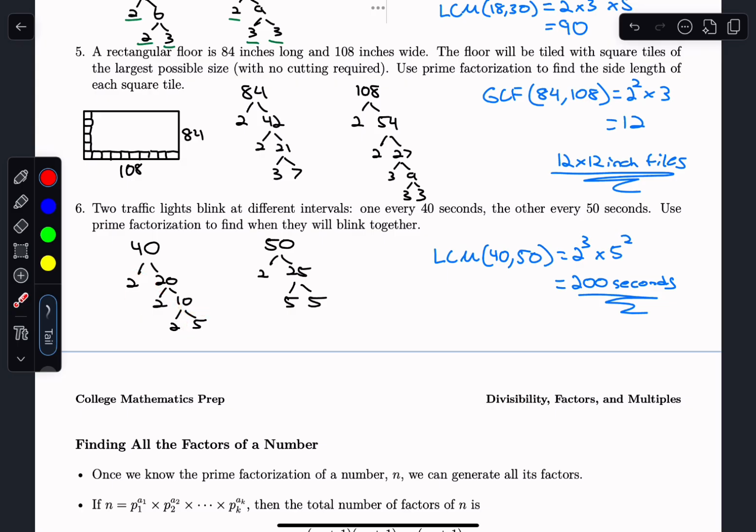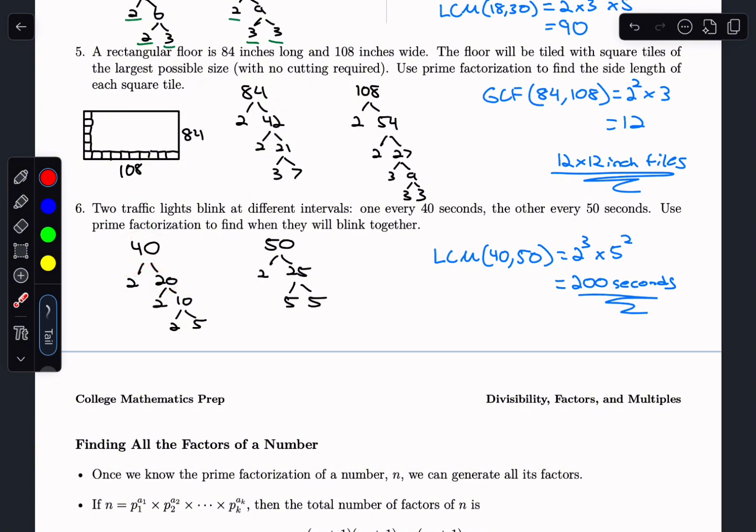But we also saw that 40 is 2 times 20 right here. So 2 and 20 are both factors of 40. Even though they're not both prime, 20 is not prime, it is still a factor of 40 because 2 times 20, these are whole numbers that multiply together to give us 40.